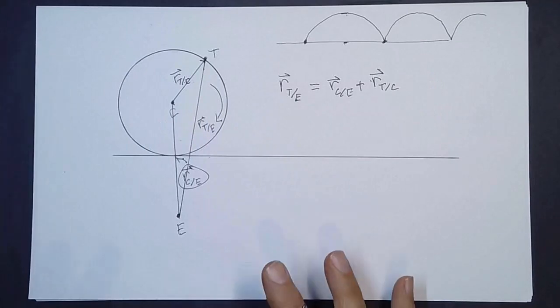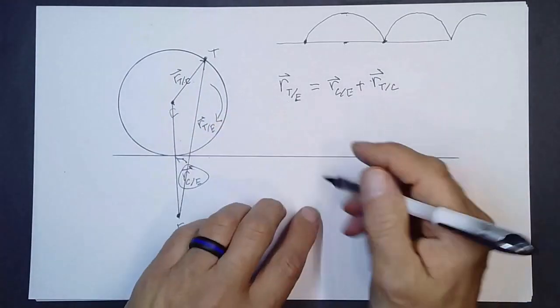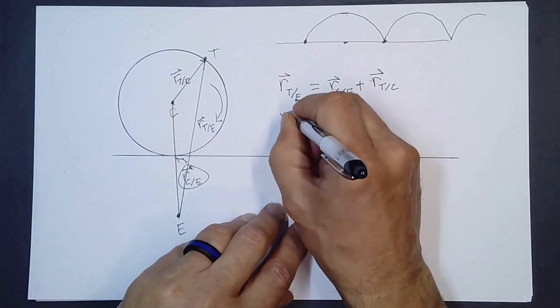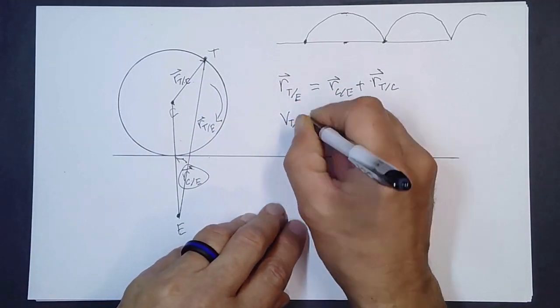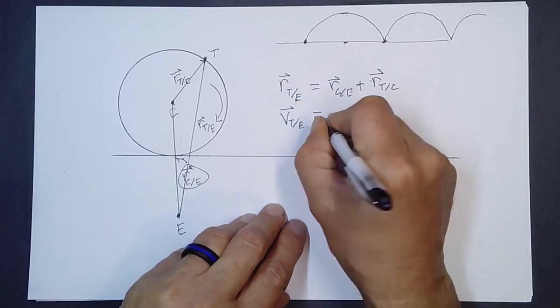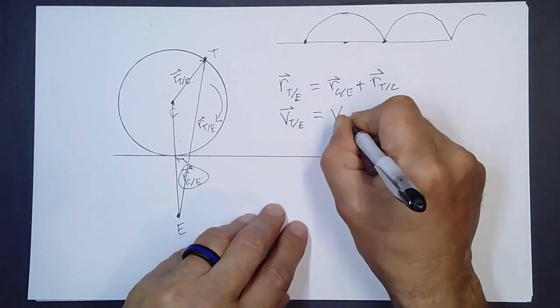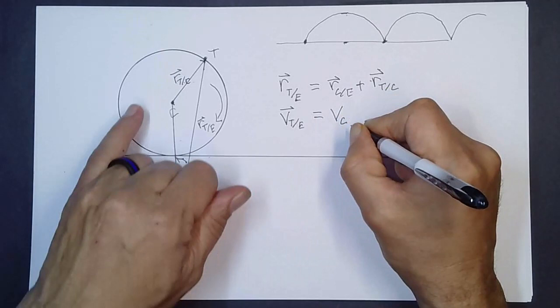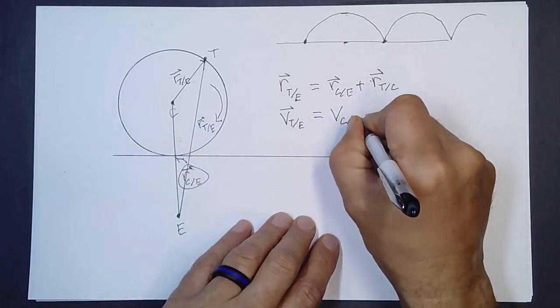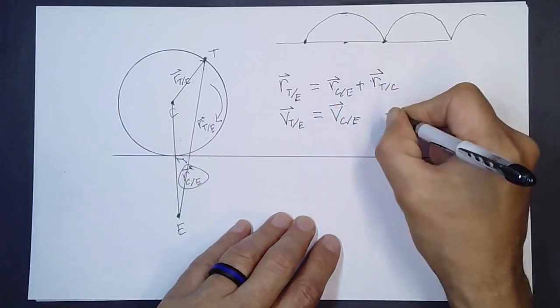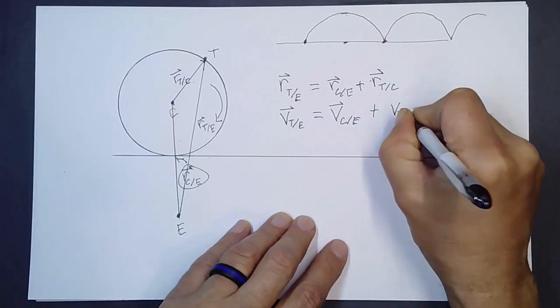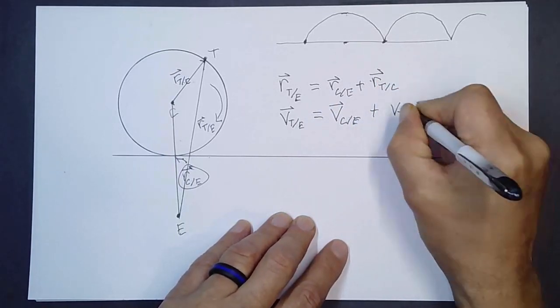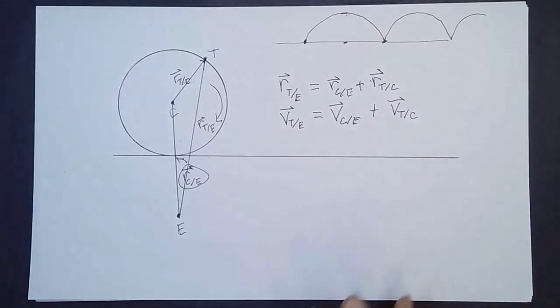Now, I can take a derivative of each one of these things, just like I did before, and I'll have that the velocity of that piece of tread with respect to the earth will equal the velocity of the center of the tire with respect to the earth plus the velocity of that piece of tread with respect to the center of the tire. Okay, let's talk about these things.